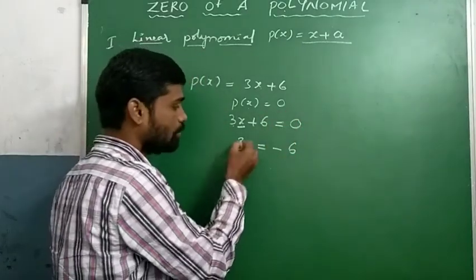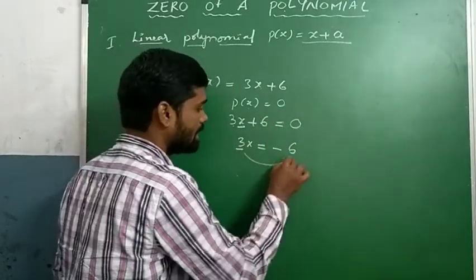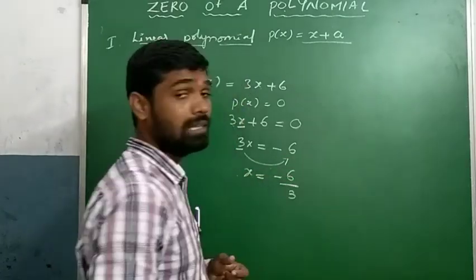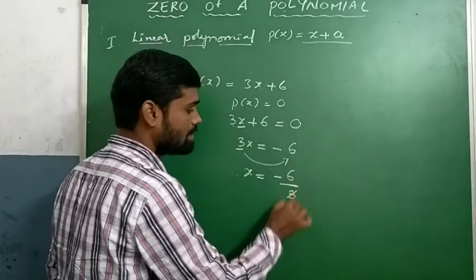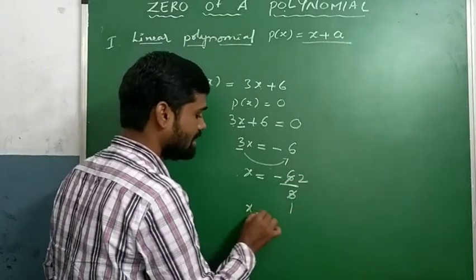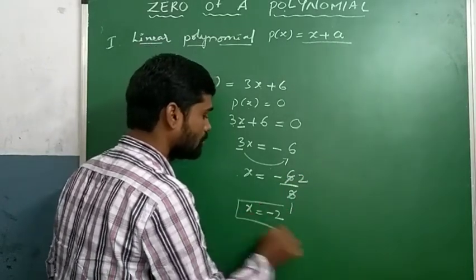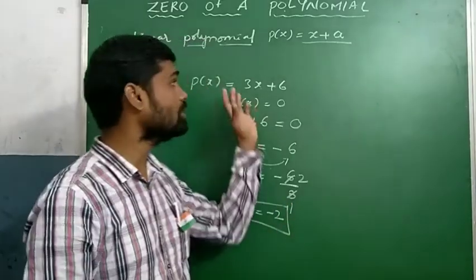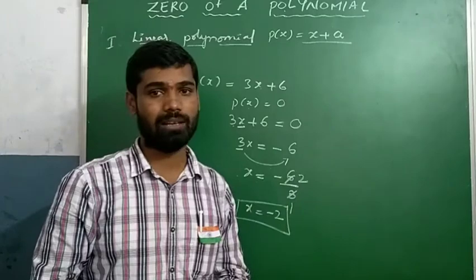Now let us transpose 3 to the RHS. So x is equal to minus 6 by 3. Let us simplify here. 3 ones are 3, 3 twos are 6. So x is equal to minus 2. So this is what: x is equal to minus 2 is a zero of the polynomial.